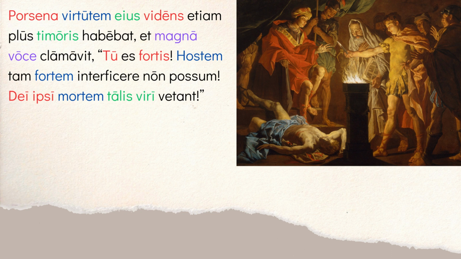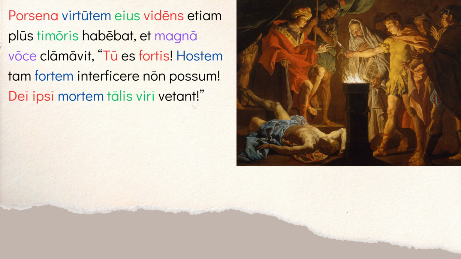And he shouted in a great voice, magna voce, right? So he shouted in a loud or great voice. And he says, tu es fortis, you are brave. And he says, non possum, I am not able, interficere, to kill, hostem tam fortem. The tam means such there. So such a brave enemy. He's like, I'm not able to kill such a brave enemy. And he says, Dei ipsi, the gods themselves forbid, vetant, right? There's your forbidding verb. They forbid the mortem, the death of such a man. Talis viri is genitive there. So of such a man. So he says, I can't kill you. You're too brave. And the gods themselves won't let me do this, because you're such a brave person, right?